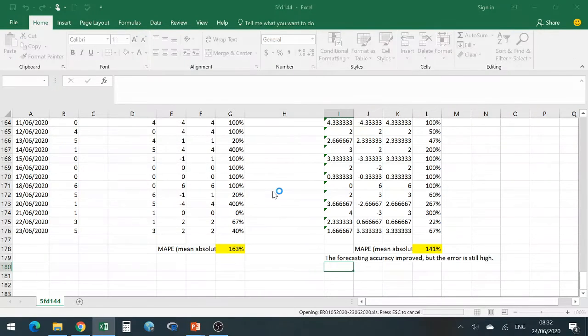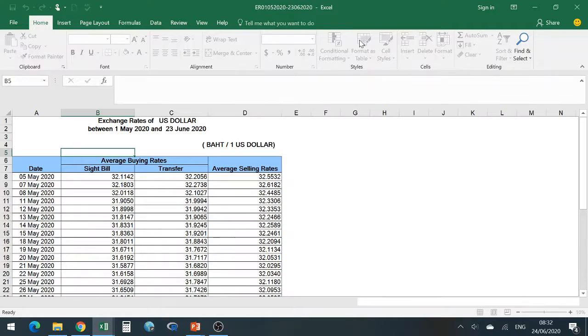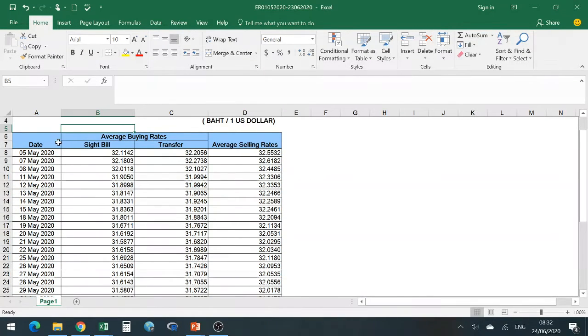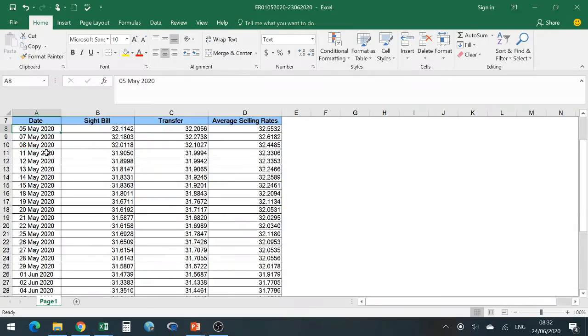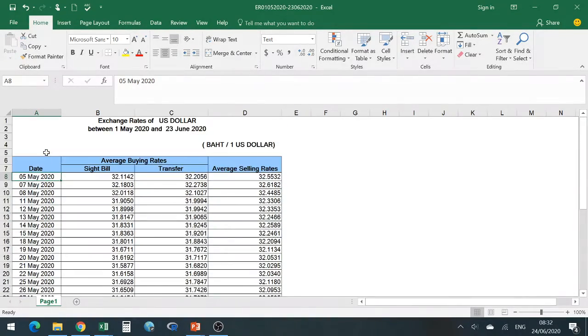So let's see. Okay, here we go. This is the exchange rate between Thai baht and US dollar from, I think, May 1st. I think the bank was closed, so there's no information from the beginning of May until June. This is the buying rate. For exchange rates, you have a buying rate and a selling rate. Let's use the selling rate.